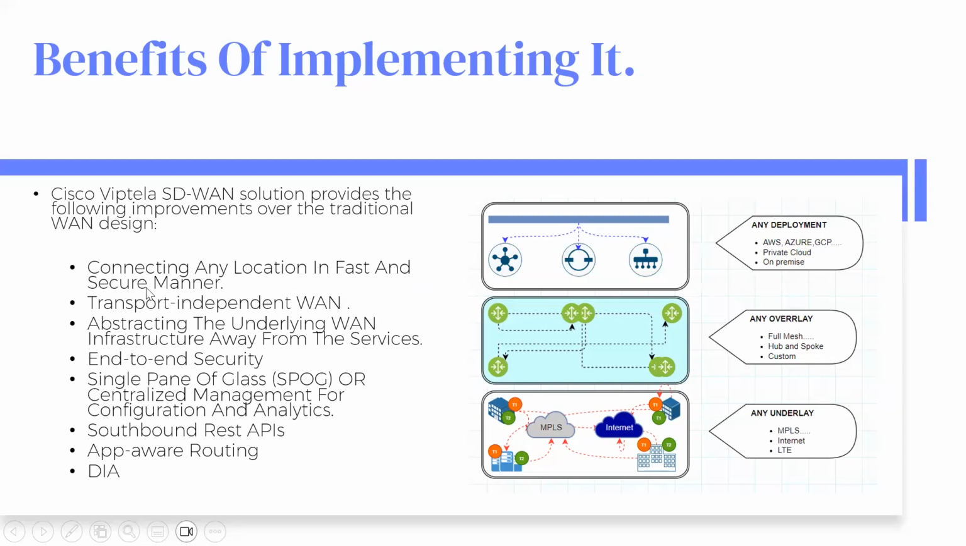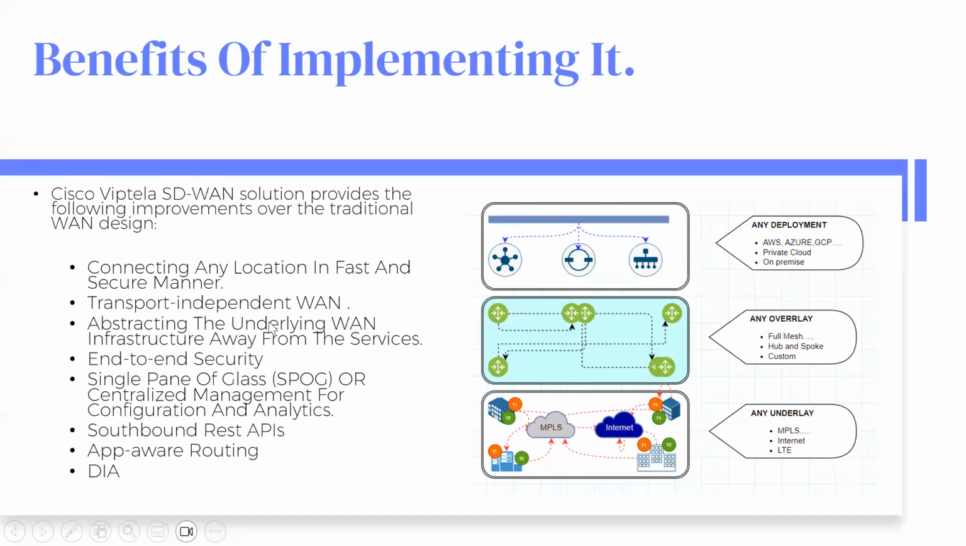Another thing is transport independent WAN. We can make use of any transport, for example internet, 4G, LTE. Whatever the underlying transport, whether it's the internet, MPLS, or 4G or 5G technologies, for reachability we can use any transport. So that's another benefit. Now the next thing is abstracting the underlying WAN infrastructure away from the services.